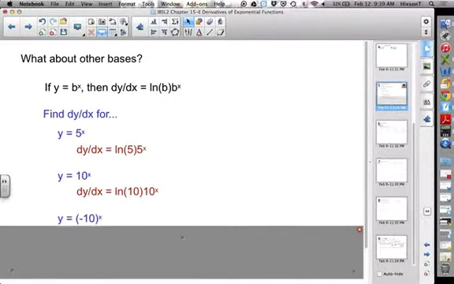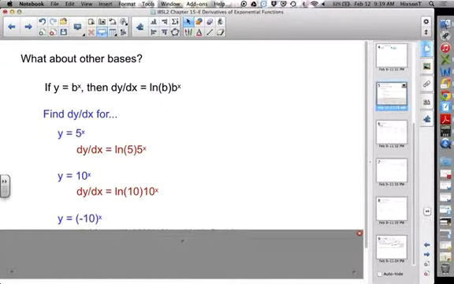What about y equals negative 10 to the x? Anyone?